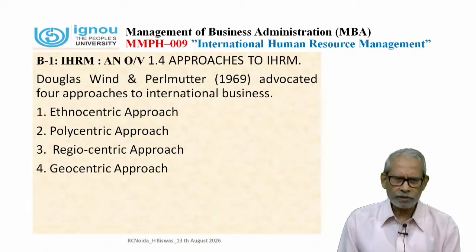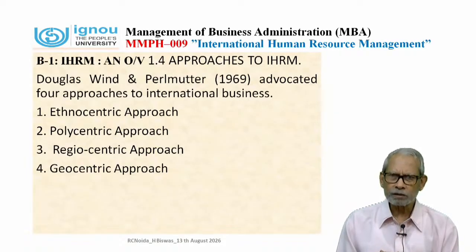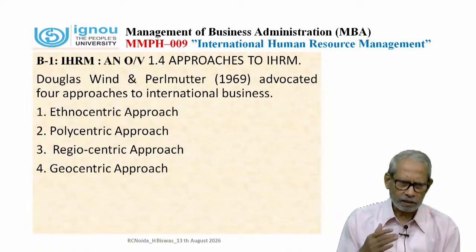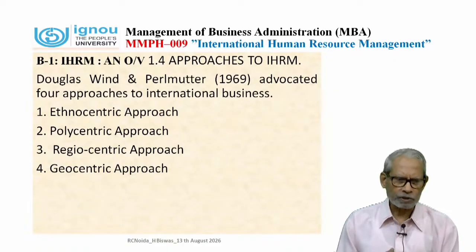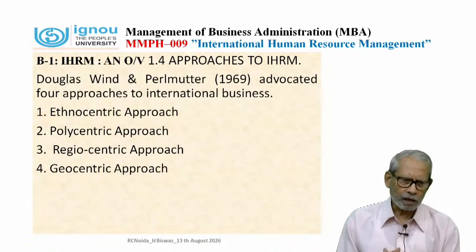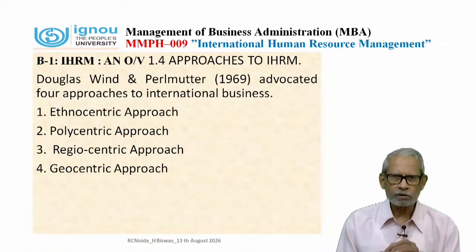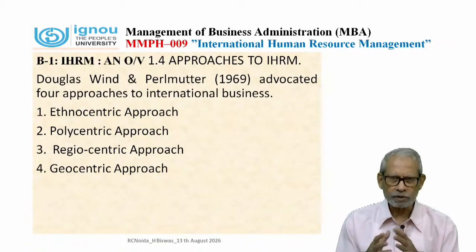Then Douglas Wind, in 1969, advocated four approaches for international business. What are the four approaches? They are the ethnocentric, polycentric, regiocentric and geocentric approaches. This type of question normally comes up. You have to explain all the approaches, with examples.